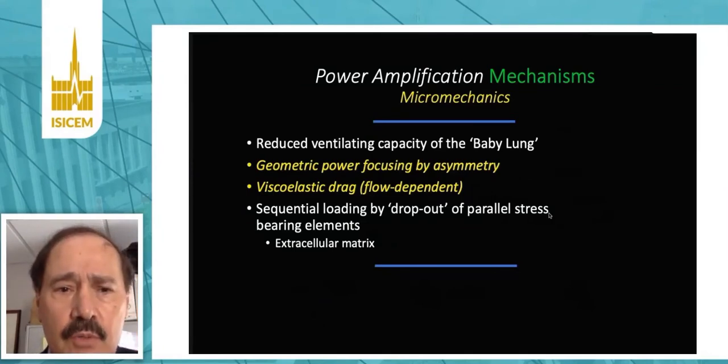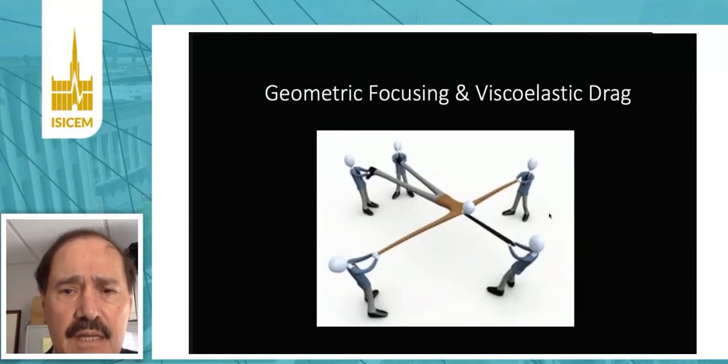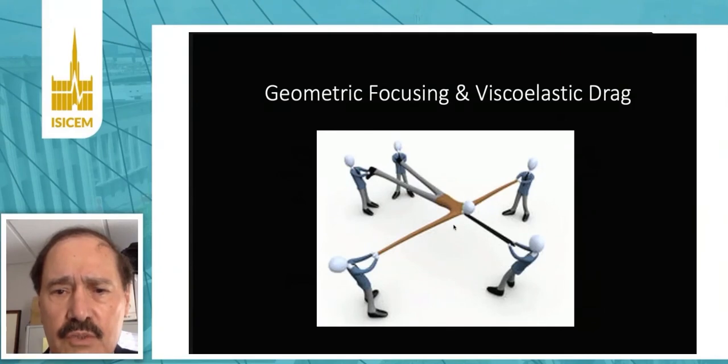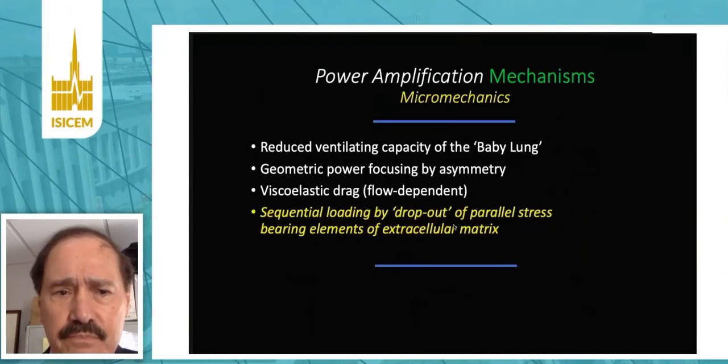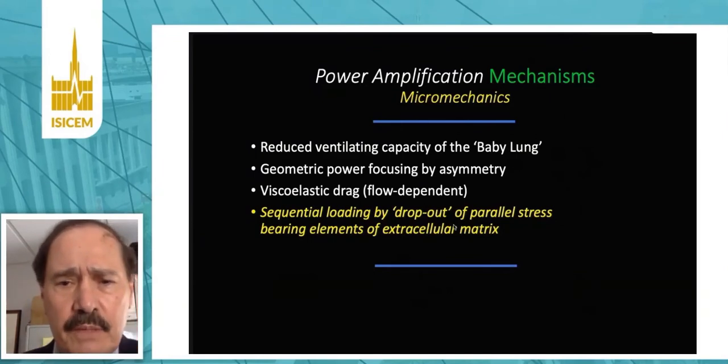Talking about geometrical power focusing by non-symmetry and viscoelastic drag, which is flow dependent, let's use this image. If you have an unyielding part of the lung surrounded by lung units that are tugging on it, then the geometric stress focusing is impressive. And if you do it faster rather than slower, you get also more problems. That's the viscoelastic drag. I don't want to spend too much more time on this, but this is a micromechanical force that's been talked about by Mead and by Walter Zinn and others who are describing what happens in the damaged parenchyma.